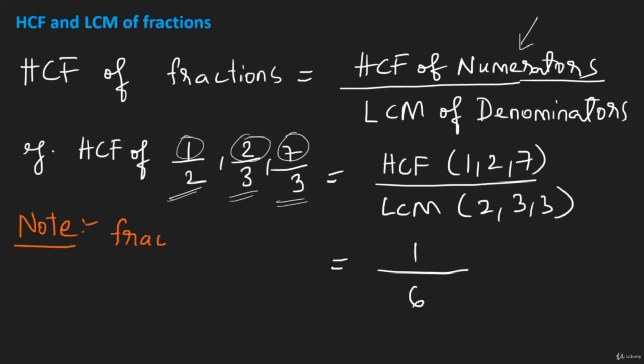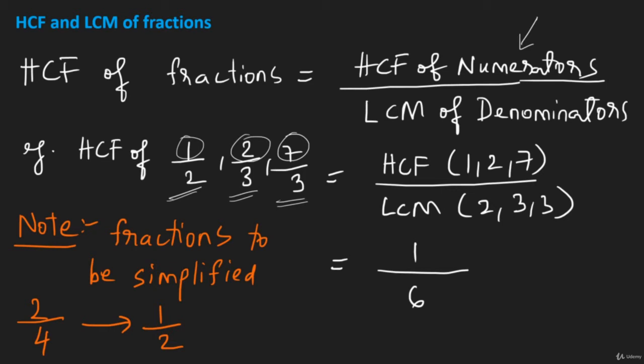Remember, fractions have to be simplified for this to work. For example, if you are given a fraction 2 by 4, you need to write it as 1 by 2, right? 2 by 4 and 1 by 2 is the same value, right? There is a common factor 2 in the numerator and denominator. If you take that out, you are getting 1 by 2. So fractions need to be written in their simplified form for this to work. We'll deal more with fractions in the section on fractions. But remember, when you find the HCF of fractions, maintain every given fraction in its simplified form.